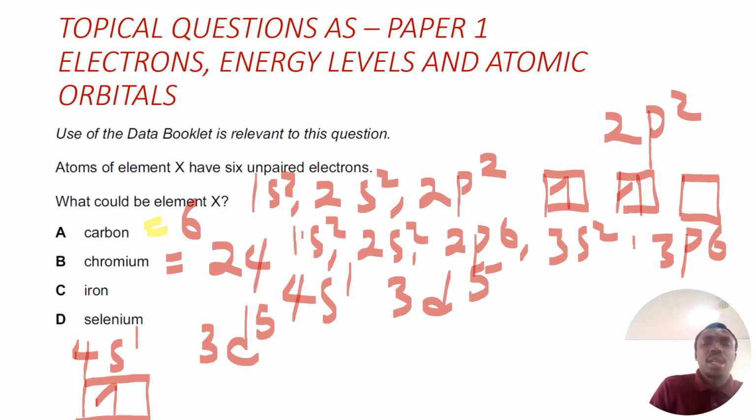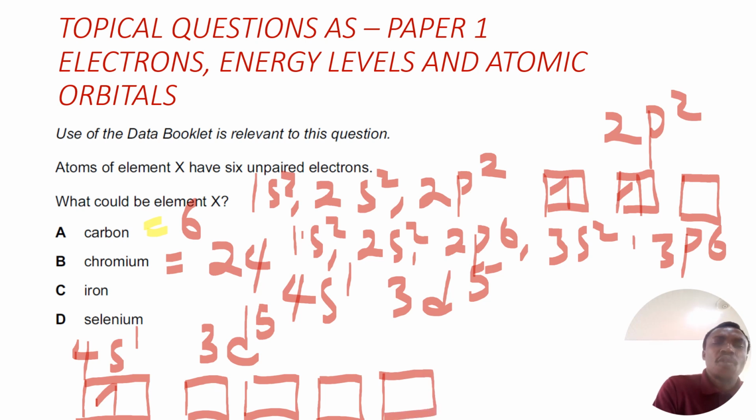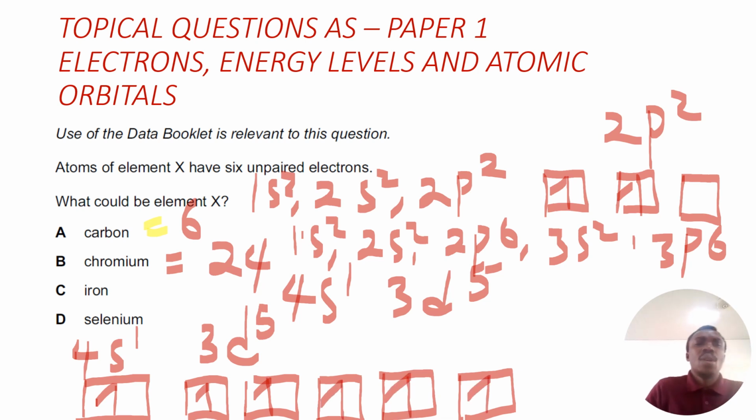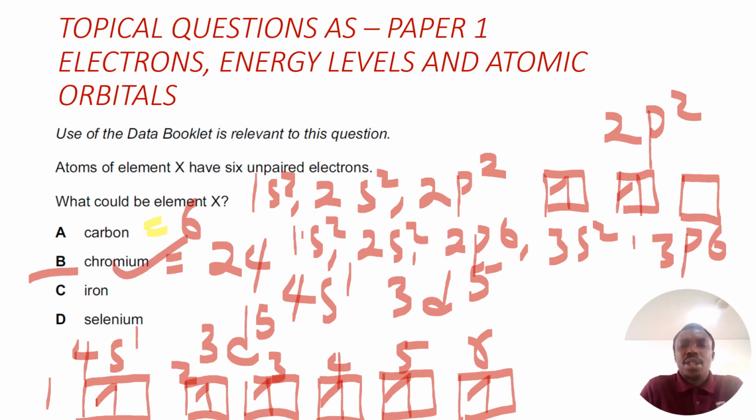For the d subshell, there are 5 orbitals. If we arrange 5 electrons, we get 5 unpaired electrons: 1, 2, 3, 4, 5. So we have 5 unpaired electrons, and 1 from the 4s makes 6. So the element X that has 6 unpaired electrons is chromium. The answer is B. B is the correct answer to this question.